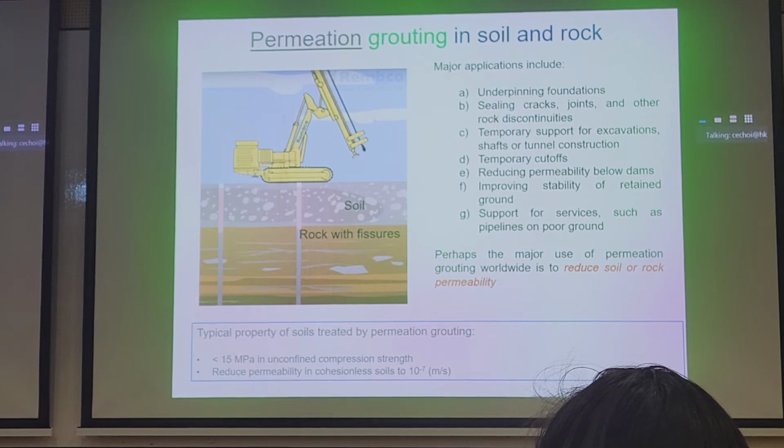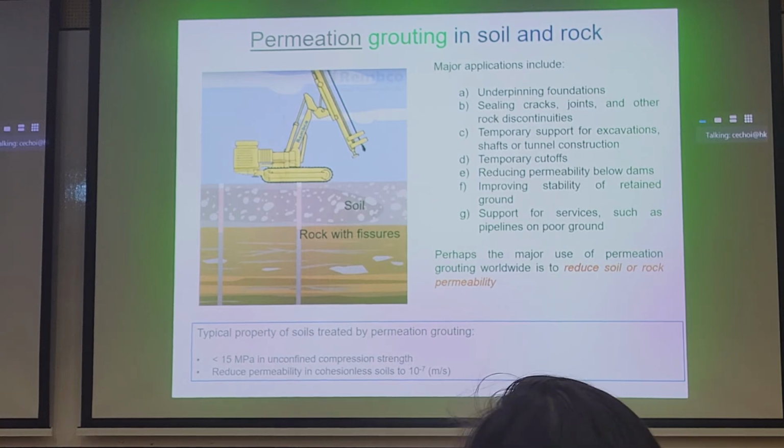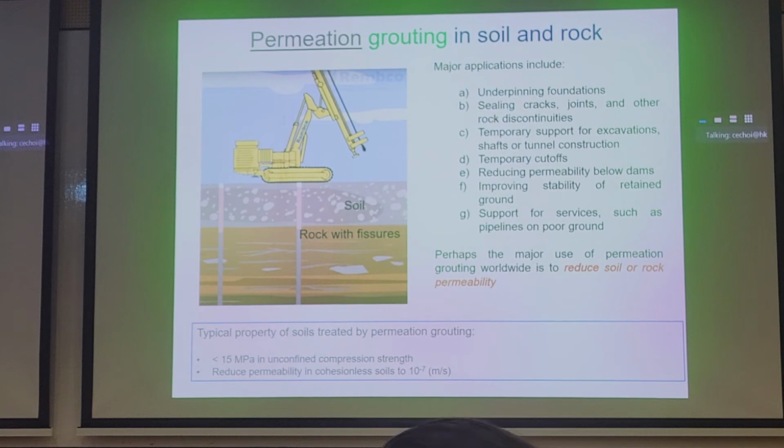Major applications of permeation grouting. We can use it for underpinning. And if you look at this permeation beam here, you can perhaps understand what I mean by underpinning. Let's say you have some foundations on top, then you have this nice grout beam in the ground that can minimize ground movements, right? So that's an example of underpinning existing foundations. The rocks and fissures in the animation that I showed you is an example of sealing cracks, joints, and other discontinuities in the ground to improve the permeability situation in the ground.